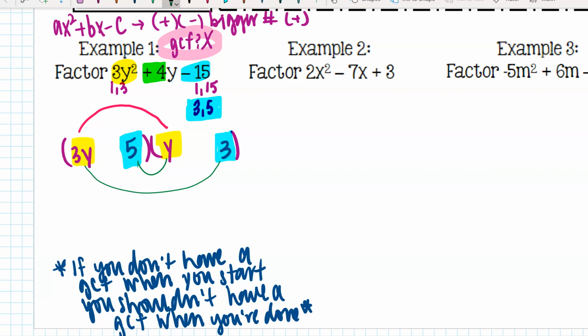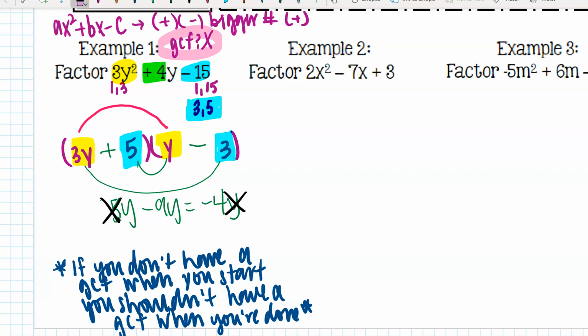So let's say I put my plus here and my minus there, which means I now have a 5y minus 9y, which gives me a negative 4y. That is not what I want. Okay, I need to have a positive 4y, so that means I chose wrong. This did not work. Okay, this was not a good choice.